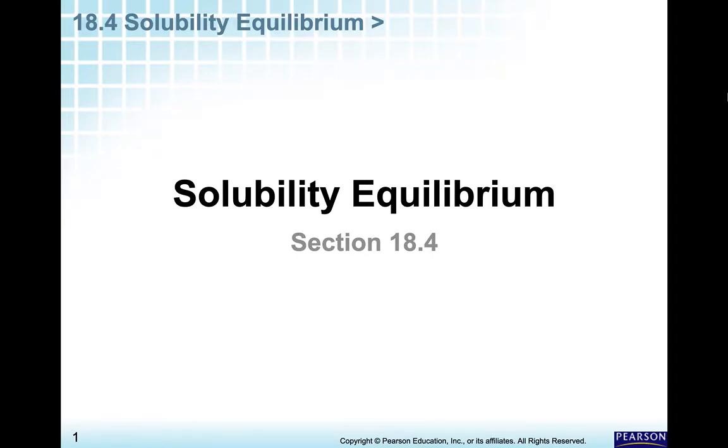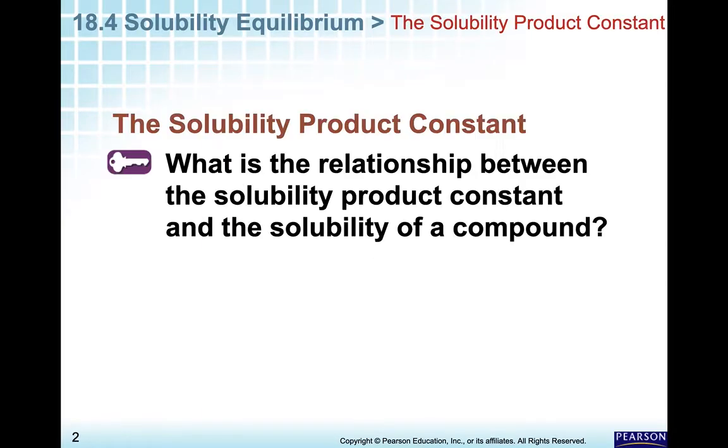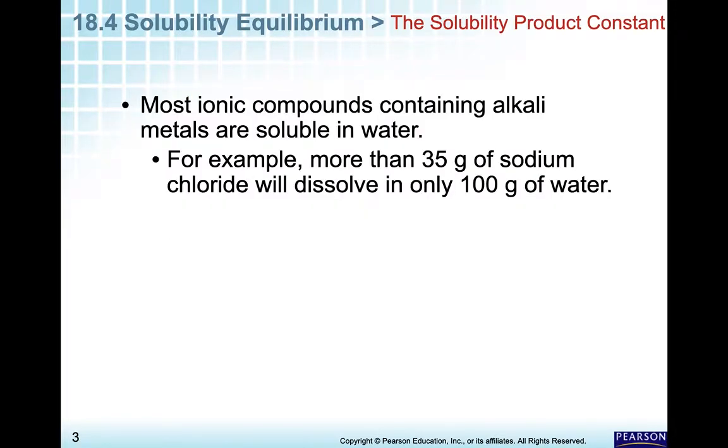Case of equilibrium called solubility equilibrium. And this uses the solubility product constant, which is just a special application of the equilibrium constant. And it will be used to help us predict some information about the solubility of a compound. So let's just go back and think about solubility a bit.